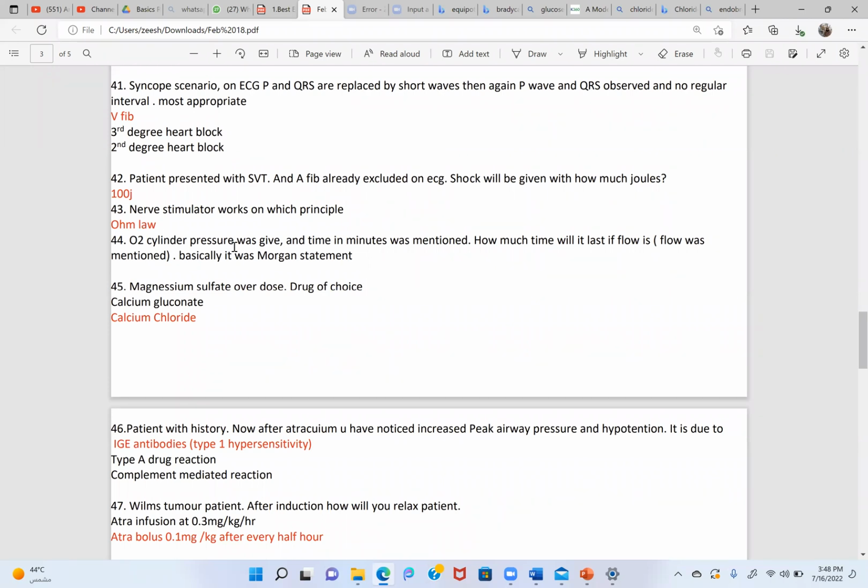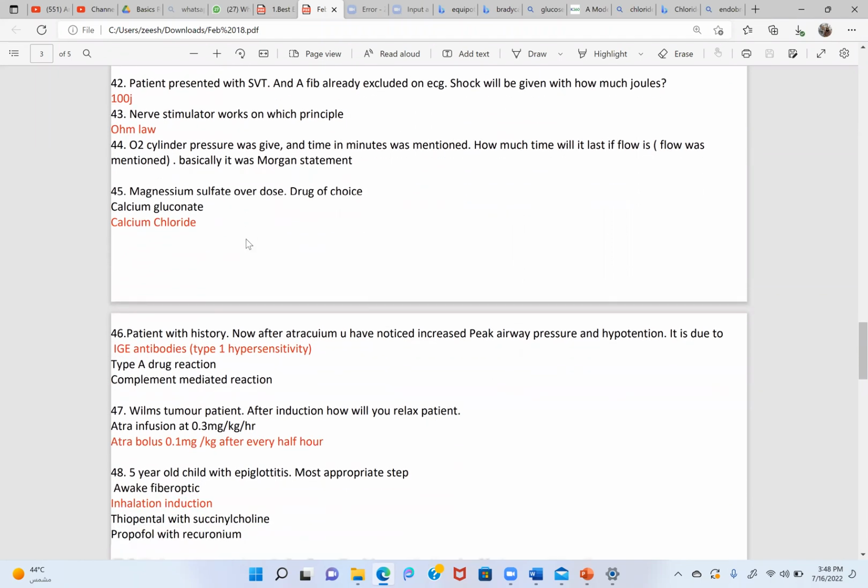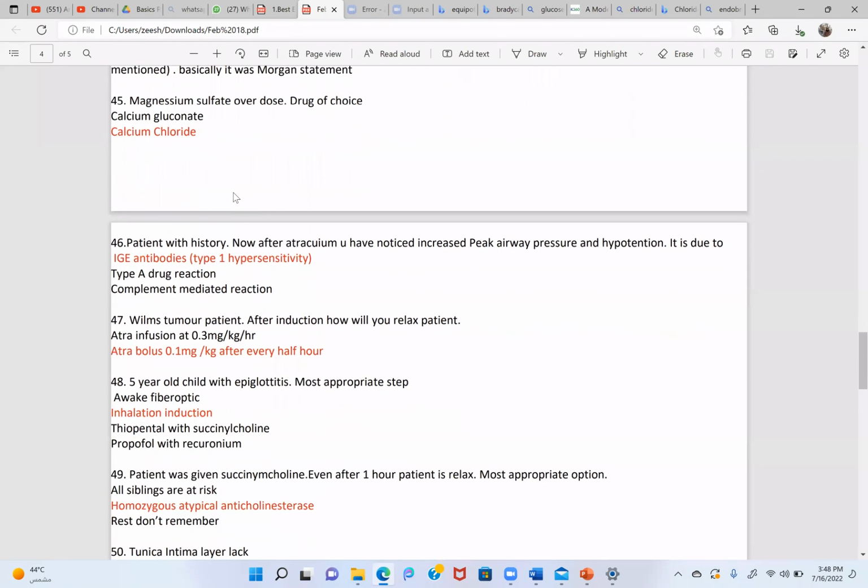Oxygen cylinder was given. It is through Boyle's law. They should be calculating P1V1 equals P2V2. This is the calculation by that. Magnesium sulfate overdose, drug of choice, calcium chloride. Calcium chloride, I'm sorry. Yes, this answer is also correct.